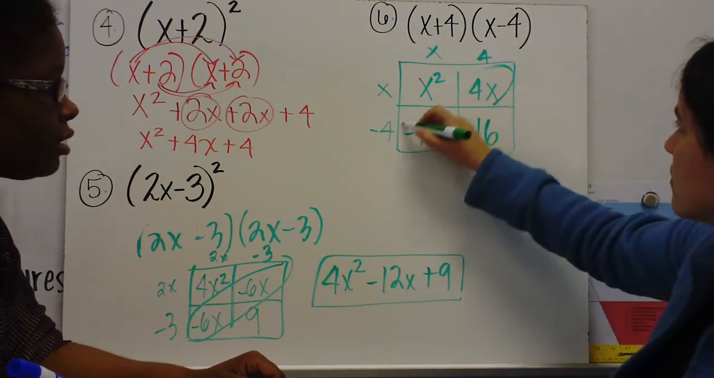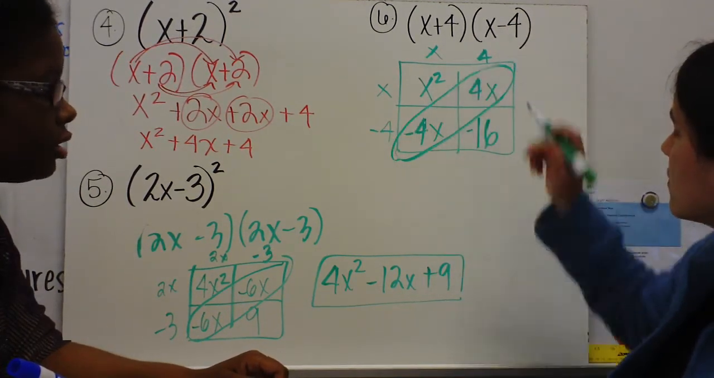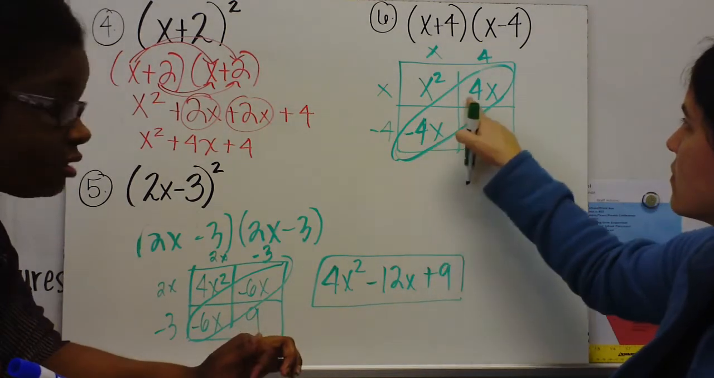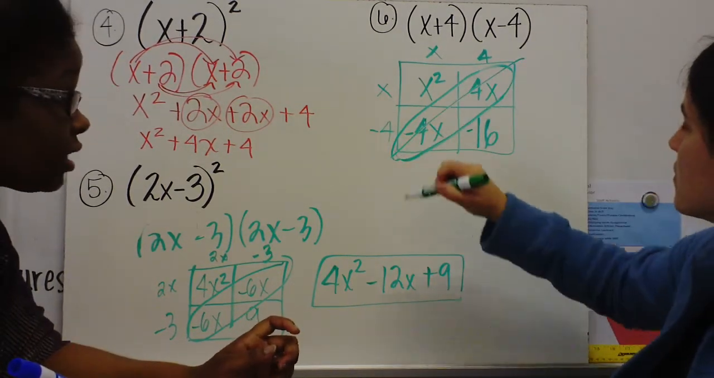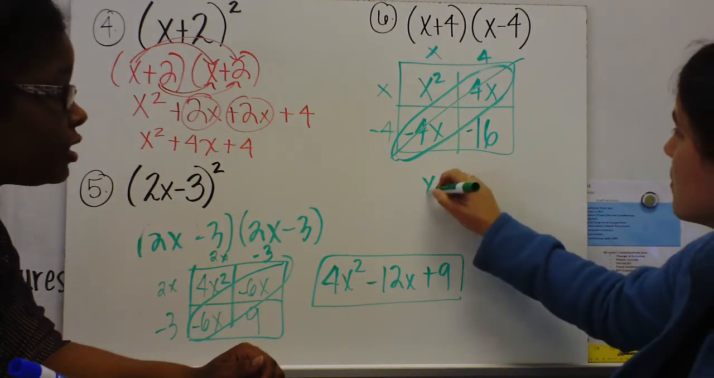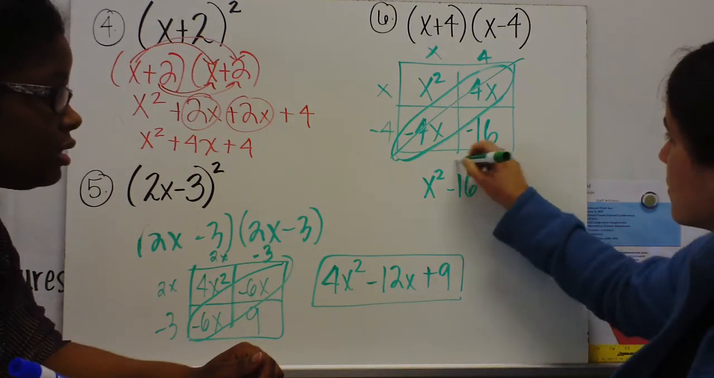Then you're going to combine your like terms, which should be in your diagonal. Negative 4x plus positive 4x actually equals 0, so they cancel out, and all you're left with is x squared minus 16.